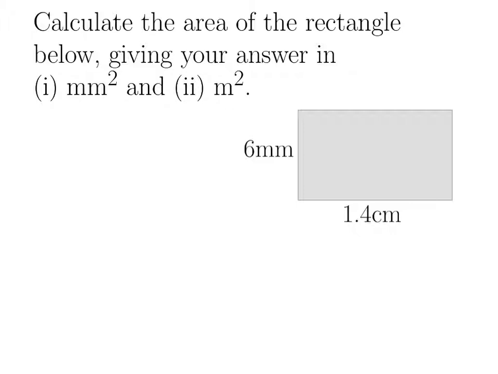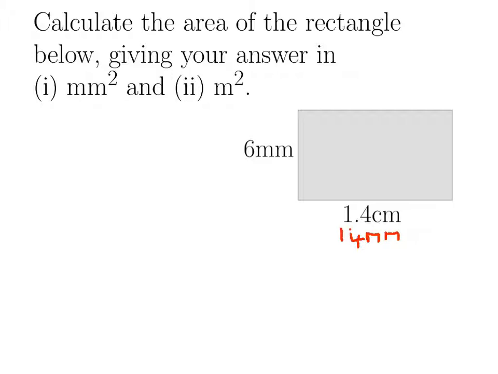Now it's very important that you look out for this situation because you cannot use your formula area equals length times width and have different units for your length and width. You must give both the length and the width in terms of the same unit, and therefore the first thing I'm going to do here is convert 1.4 centimetres into millimetres and write 14 millimetres instead.